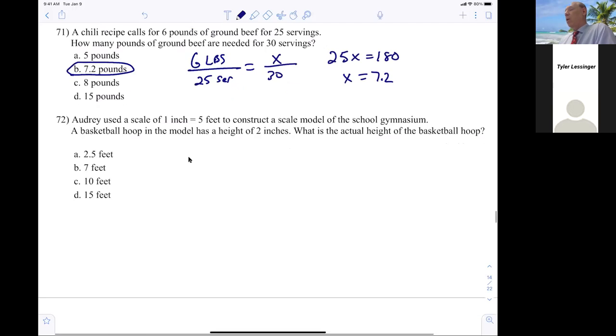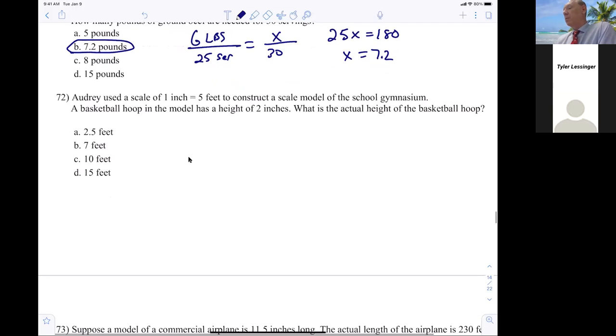Audrey used a scale of 1 inch to 5 feet. Well, that's easy. If 1 inch is 5 feet, then 2 inches must be what? 10 feet. Does anybody need help on that? That's just easy, right? All right, here we go, 73.